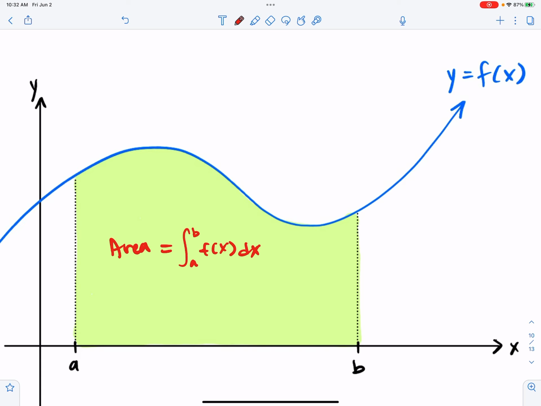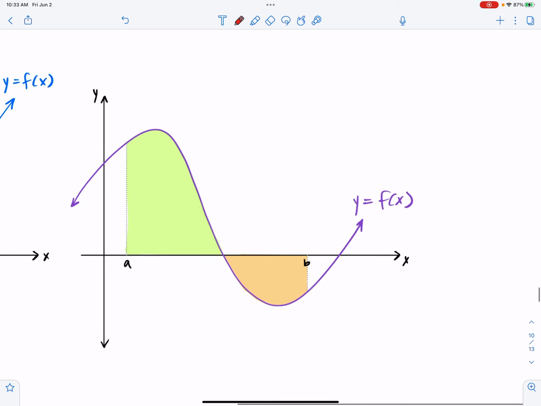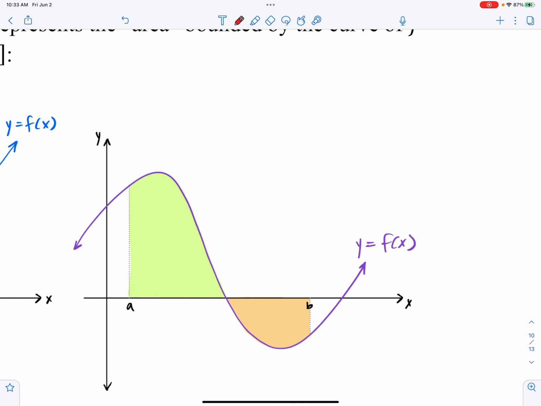So the area under the curve on the interval from a to b. So the area bounded by the curve and the x-axis on the interval from a to b. Now sometimes the function will be completely negative on the interval from a to b, so below the x-axis, or it might be positive in some places and negative in some places.